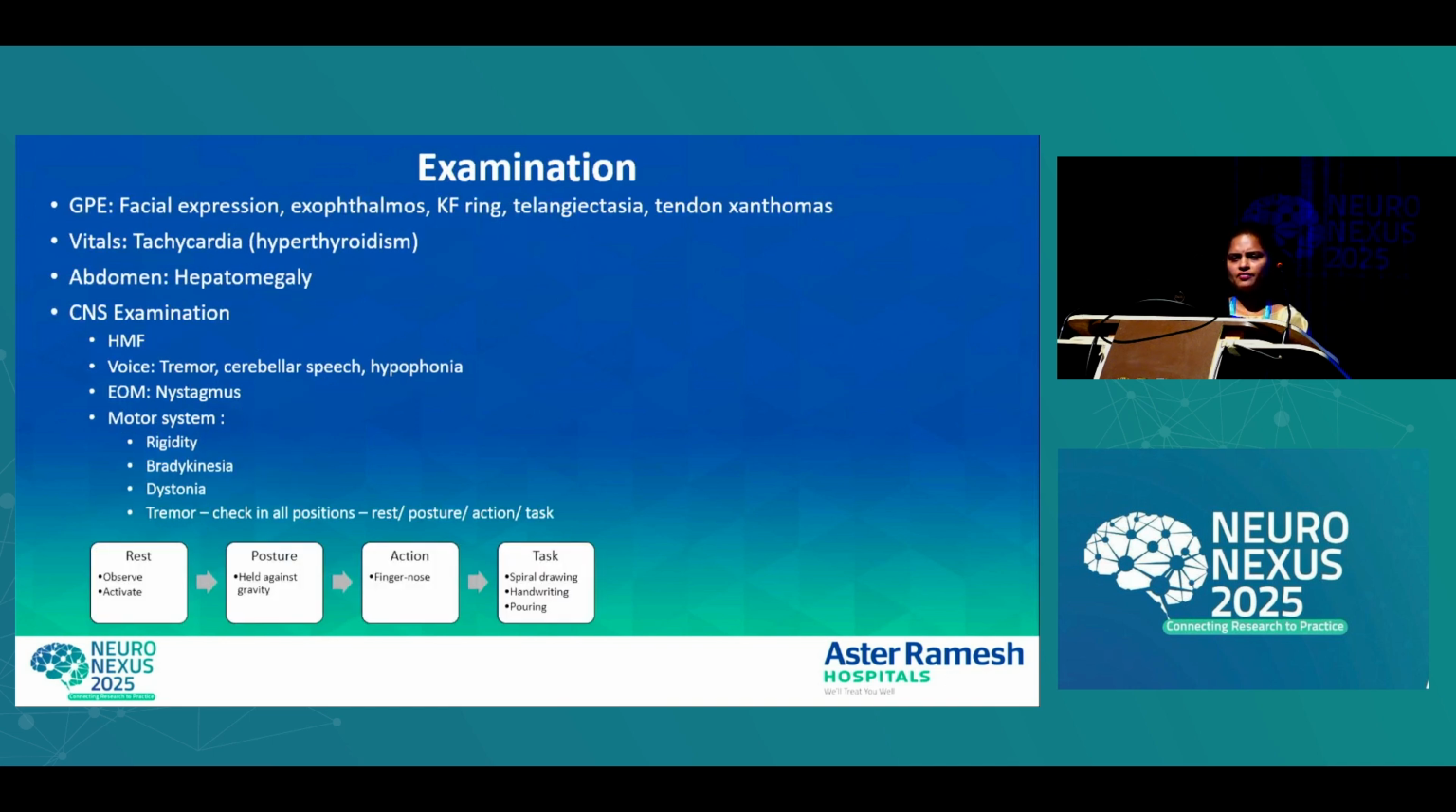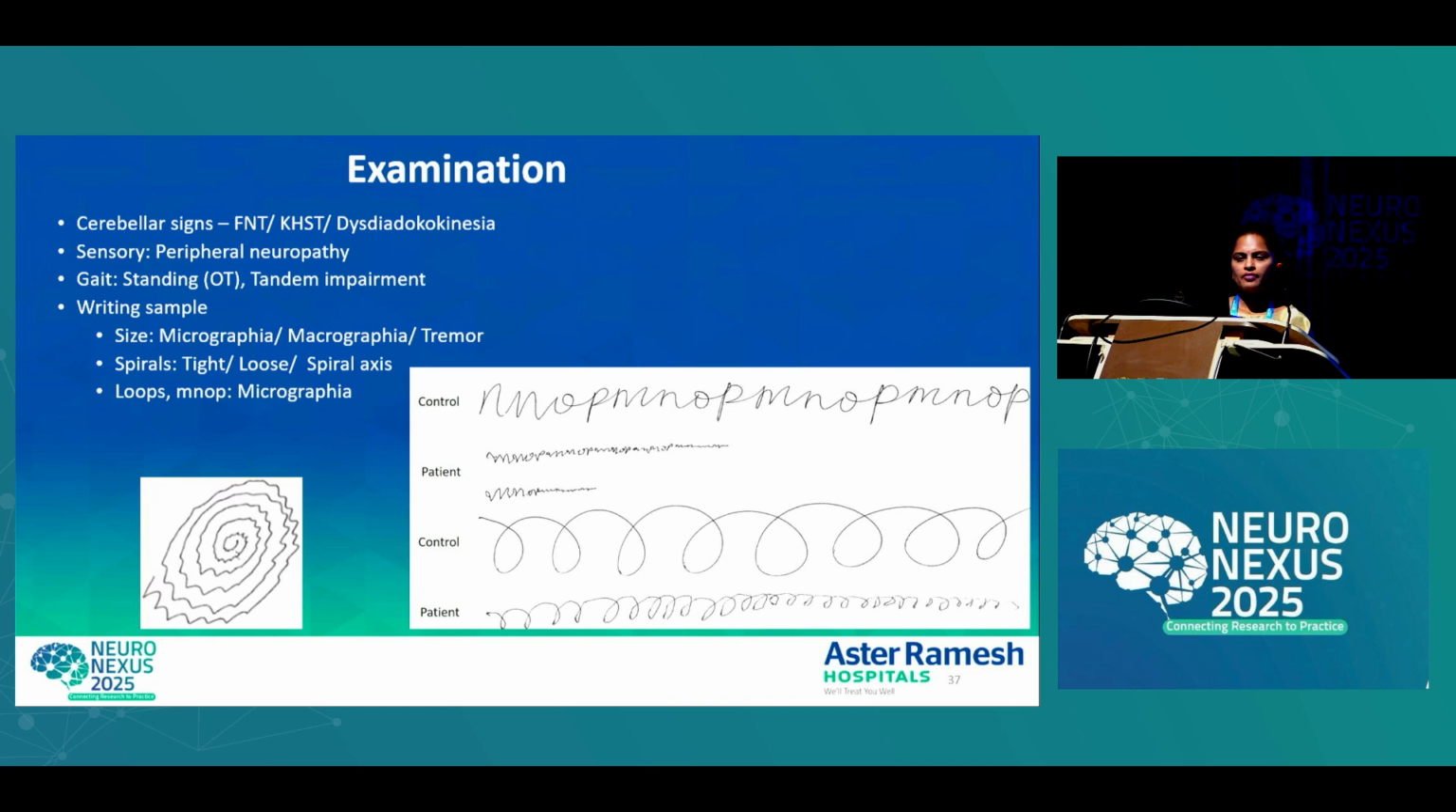Coming to the general physical examination, we have to look for exophthalmos, KF ring, and in vitals, tachycardia to look for hyperthyroidism, hepatomegaly for Wilson's disease, and a detailed neurological examination. For any tremor patient, we have to look for the tremor in all postures like rest, posture, action, and while performing specific tasks. We ask for writing samples to look for micrographia and macrographia, and while drawing the Archimedes spiral, we can characterize the type of tremor.